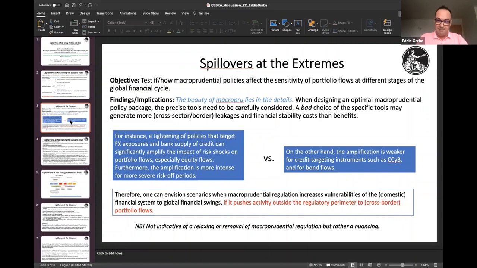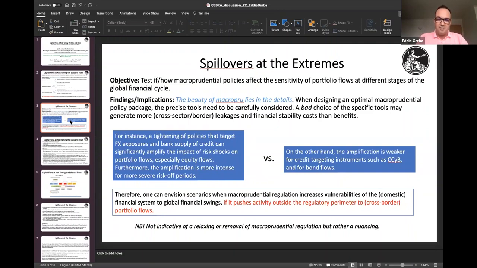So really take care. Here I'm trying to give the two implications or examples that are provided in the paper. For instance, the tightening of policies that target FX exposures and bank supply of credit can significantly amplify the effects of risk shocks on portfolio flows. And in this particular sense, in the equity flows.